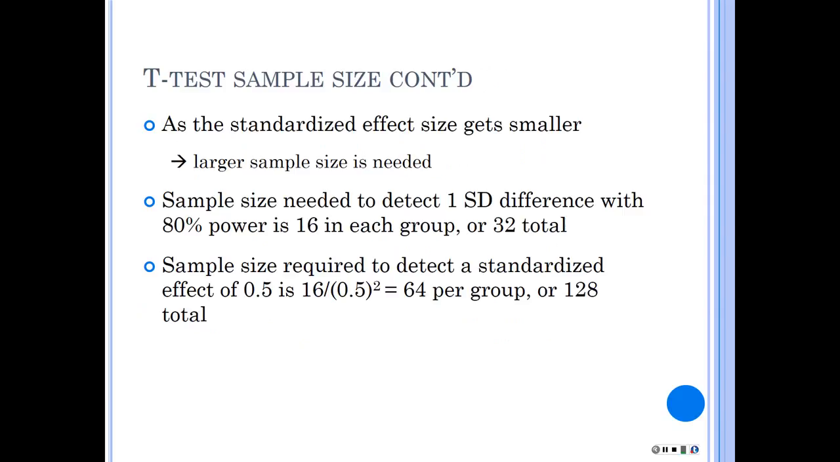Things to keep in mind: as that standardized effect size gets smaller, a larger sample size is needed. The sample size needed to detect one standard deviation difference with 80% power is 16 in each group, or 32 total. The sample size required to detect a standardized effect of 0.5, so 16 divided by 0.5 squared, is actually equal to 64 per group, or 128.